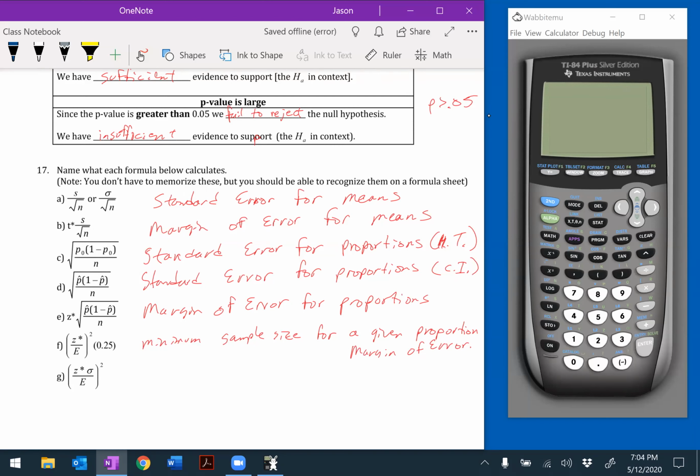Okay, what about the next one? That's the minimum sample size for a given mean margin of error. And you always round up for these. Always round up.